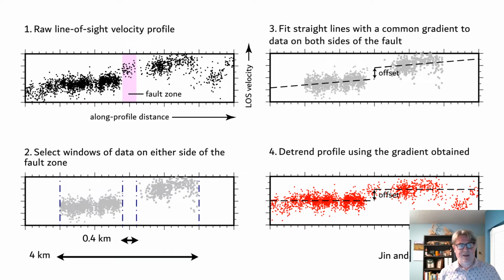We take data from a profile, we blank out the zone around where the fault is mapped. We select these 2 windows of data and fit straight lines to them. These straight lines have a common gradient, and the difference between the 2, the y-axis intercept of these 2 lines, is the offset rate, and we use that then to estimate the creep rate.